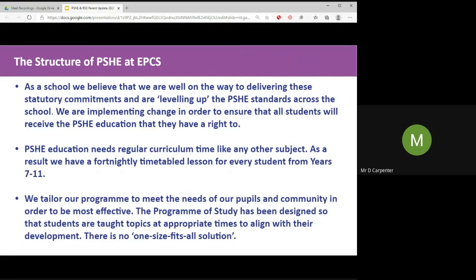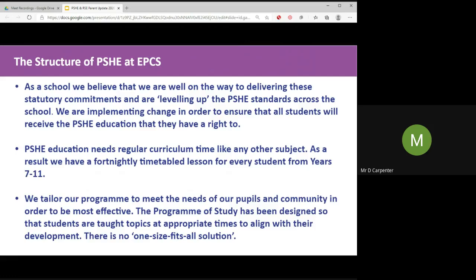We tailor our program to meet the needs of all of our pupils and our whole community in order for it to be most effective. The PSHE program of study has been designed by myself so that students are taught topics at an appropriate time which aligns with their individual development. We look at their maturity and therefore ensure that the year 7 curriculum differs greatly from the year 11 curriculum, as we understand there are hugely different needs and understanding within all students as they develop, as they grow, as they go up the year groups.